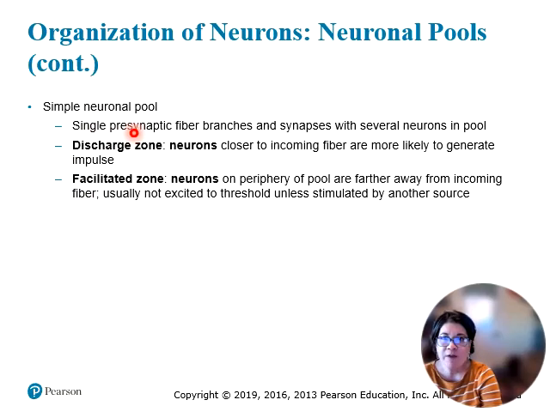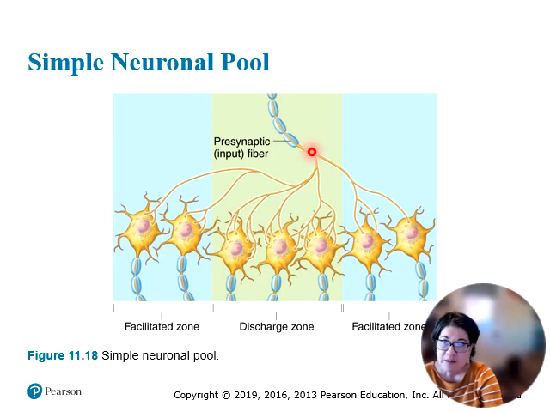So, a simple one: you have a single presynaptic fiber. It branches out to several other neurons. You can have a discharge zone, where the neurons closer to the incoming fiber generate the impulse, or a facilitated zone, where the further away neurons don't get as excited, but they can also grab the signal. So here's your presynaptic fiber. Right in the line, front and center, is the discharge zone, and then the facilitated zones are a little bit further away. They're kind of peripheral.